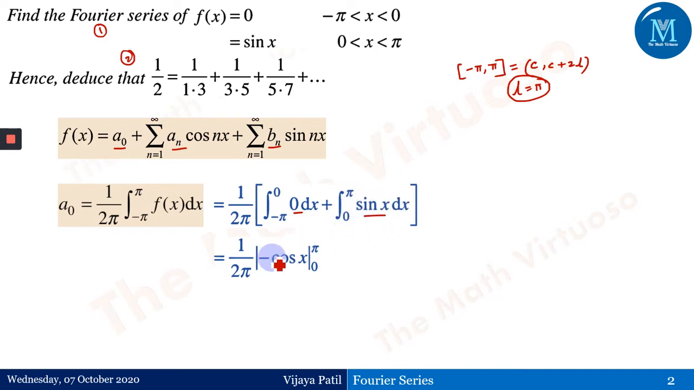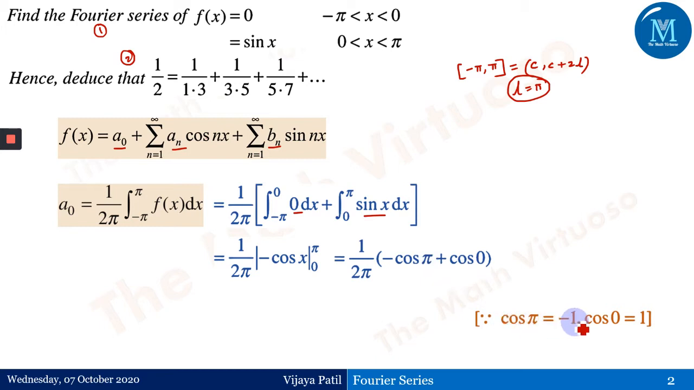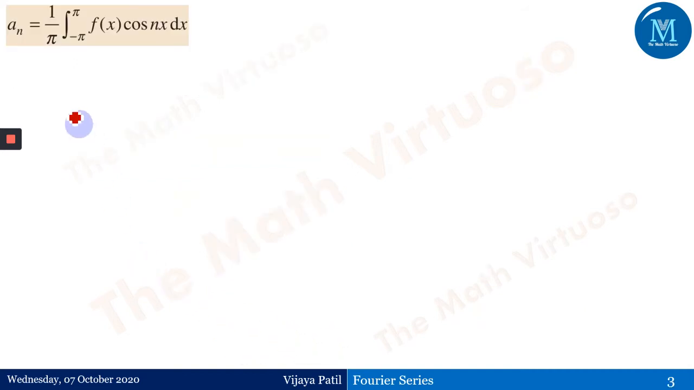Integration of sin is minus cos from 0 to π. It will give me 1 upon 2π times minus of cos of π plus cos of 0. We know that cos of π is minus 1 and cos of 0 is equal to 1, and therefore the value becomes 1 by π, and therefore we have got a0 as 1 by π.